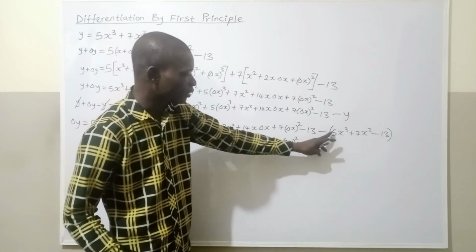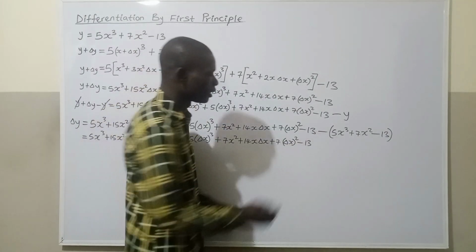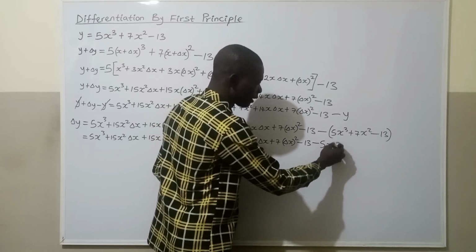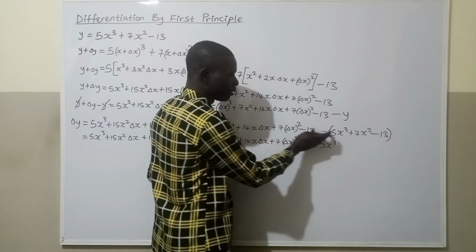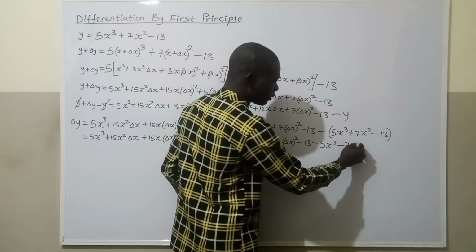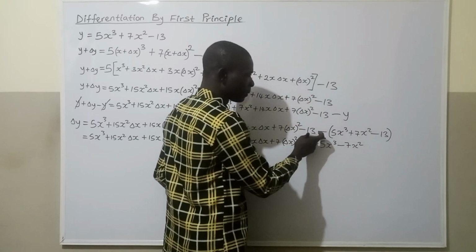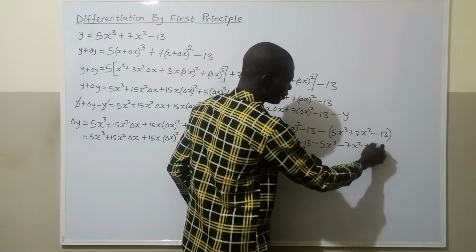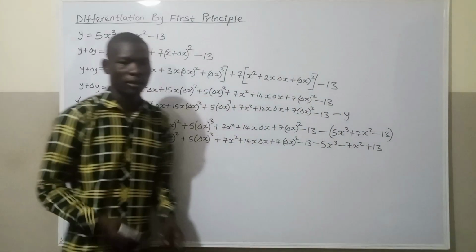The sign here is minus, the sign here is plus. Minus times plus there is going to be minus 5x cubed. Minus and then plus. Minus times plus is also going to be what? Minus 7x squared. And this time around, minus times minus, that's going to be plus, and plus 13. So that's what we have.